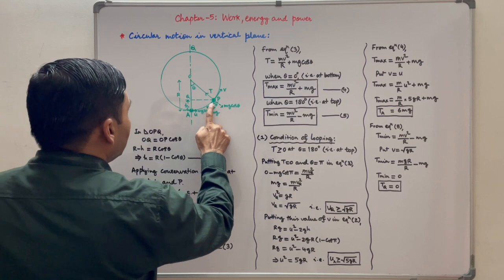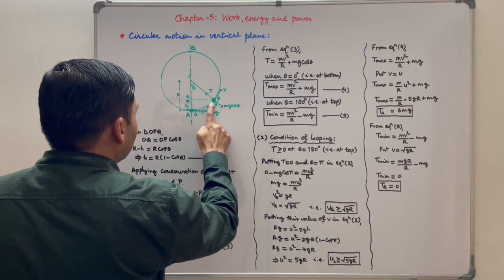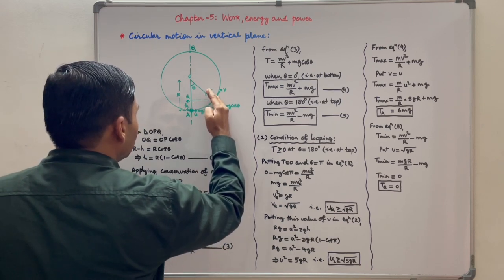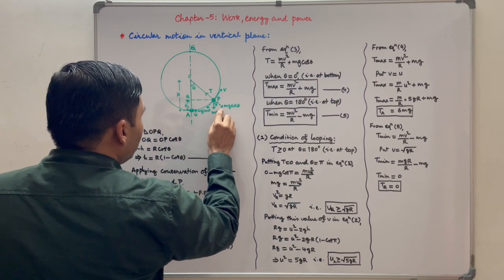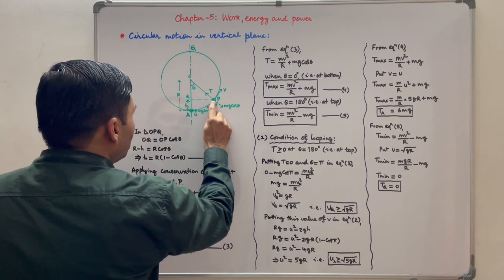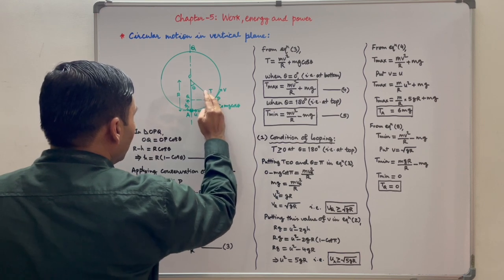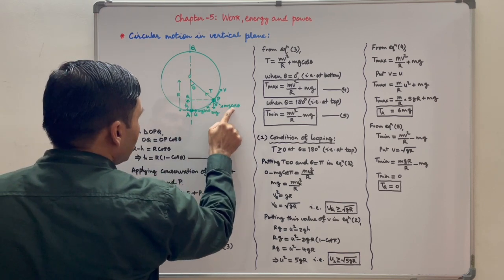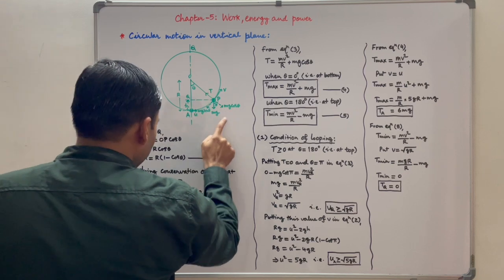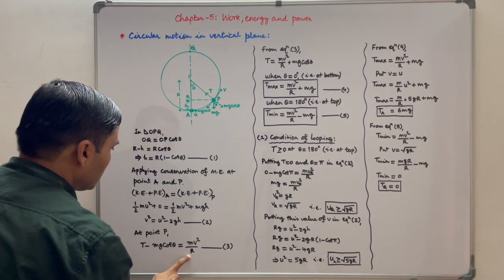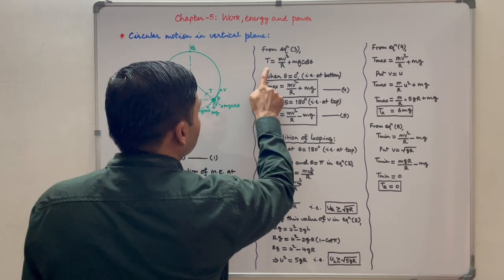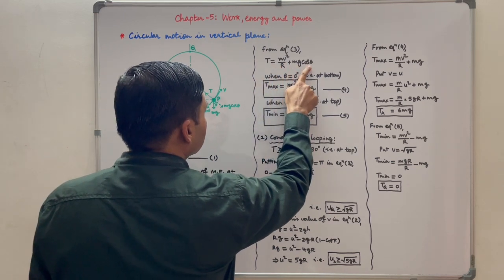At point P, forces acting on the particle are its weight that works vertically downwards, and tension in the string that works towards the center. Component of weight that is along the line OP is mg cos theta. Since particle is moving on a circular path, net force should work towards center, and that is T minus mg cos theta. That will provide the necessary centripetal force. So T minus mg cos theta is equal to m v square by r. Suppose this is equation number 3. From this equation, T is equal to m v square by r plus mg cos theta.